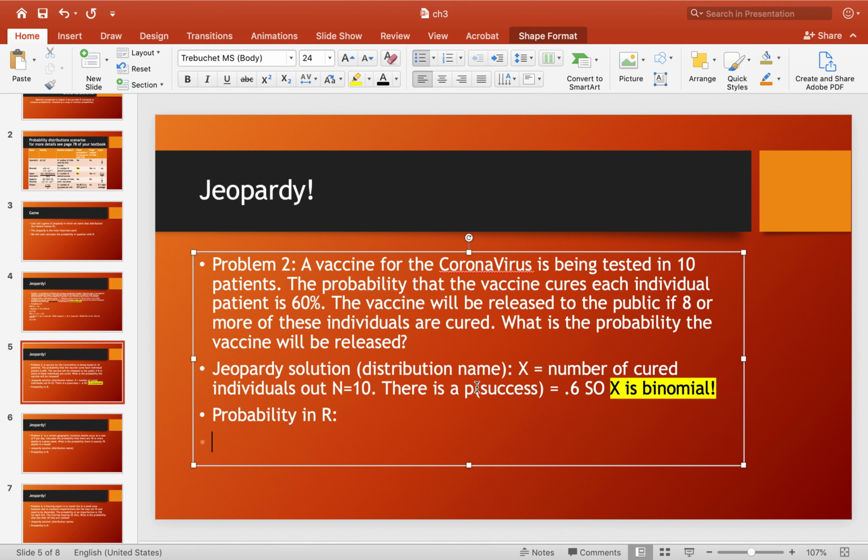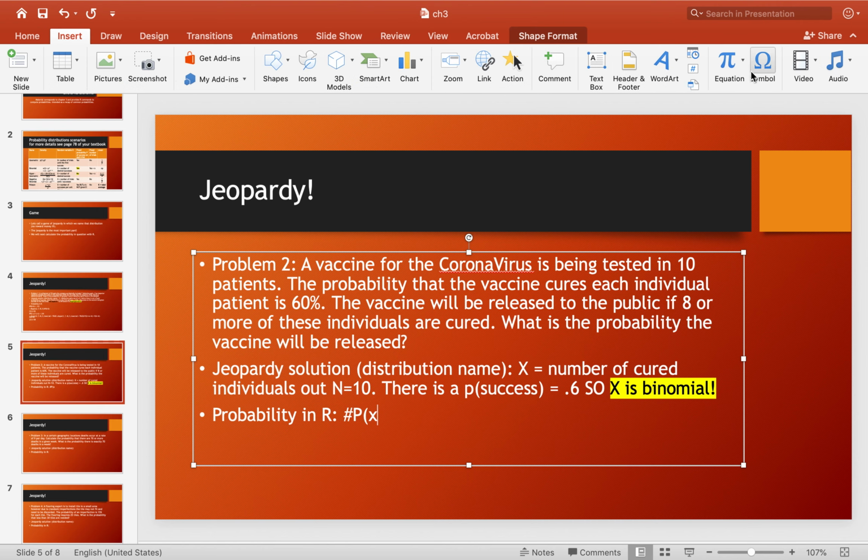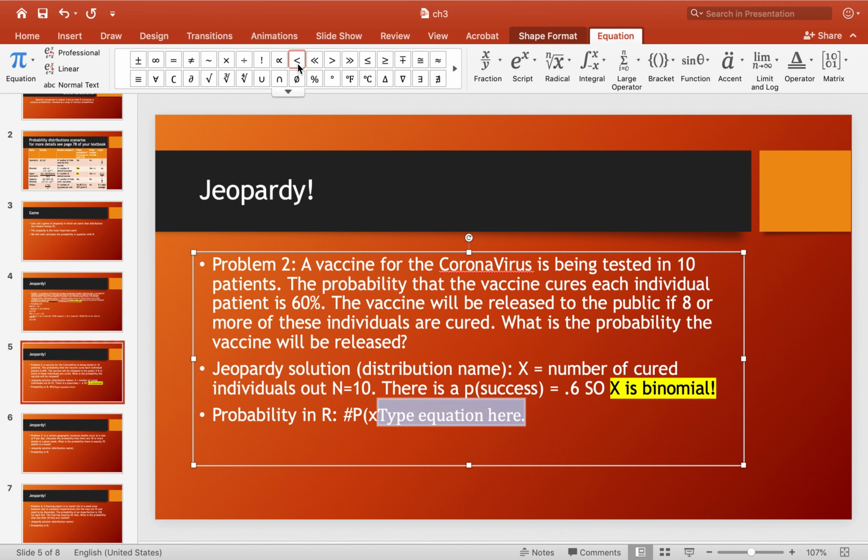Okay, X is binomial. So if I want to solve this problem in R, it asks, what is the probability the vaccine is released? It's asking me to calculate this. Probability X, and I guess I will do the fancy symbol, so insert, bigger than or equal to 8. And I want to figure out what that is. Okay, so we'll go to R.